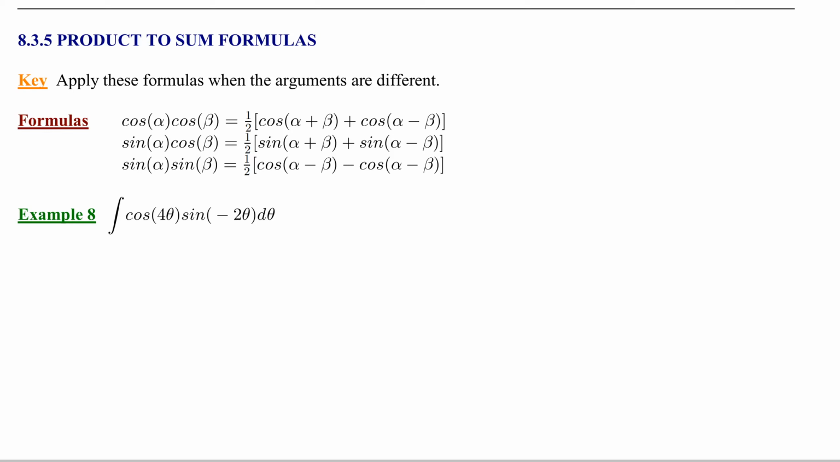The last category of integral that we'll study for section 8.3 involves products of sine and cosine functions. We're not talking about powers of sine and cosine. This time we're going to be talking about a sine and a cosine function that has different arguments. To handle this situation, we're going to use something called product to sum formulas.